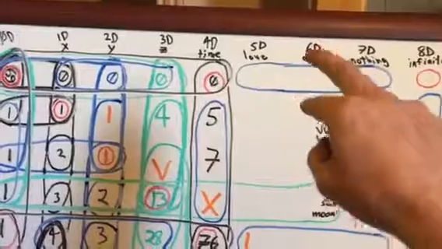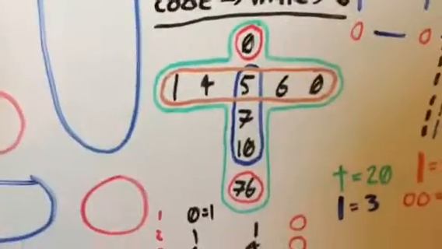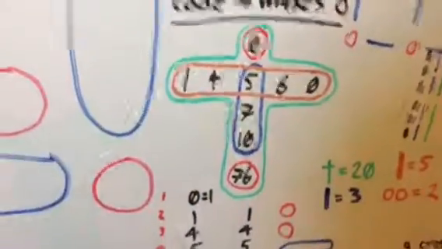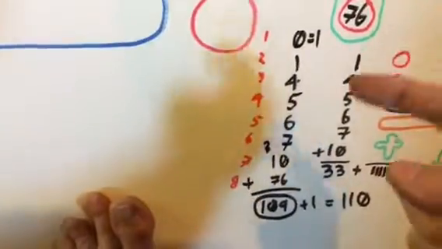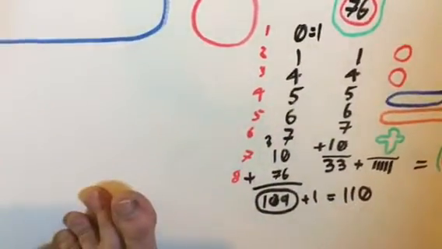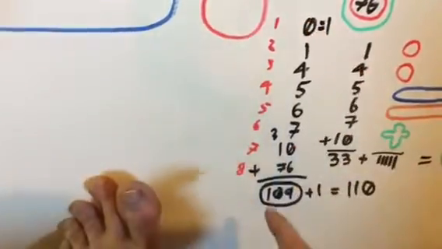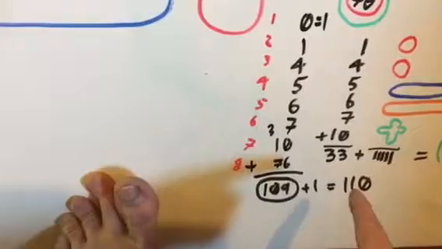You know? I can't really explain why that's a 0 right now, so I'm not going to. But that's what we're going to get left with, okay? Now, Armageddon code, it makes 8. What does that mean? Well, check it out. Look at all the things in here. How many things do we have in here? We got 8. 8 things. And when you add them all up, you get a 109. Circled. And because that's your +1, it equals your 110.